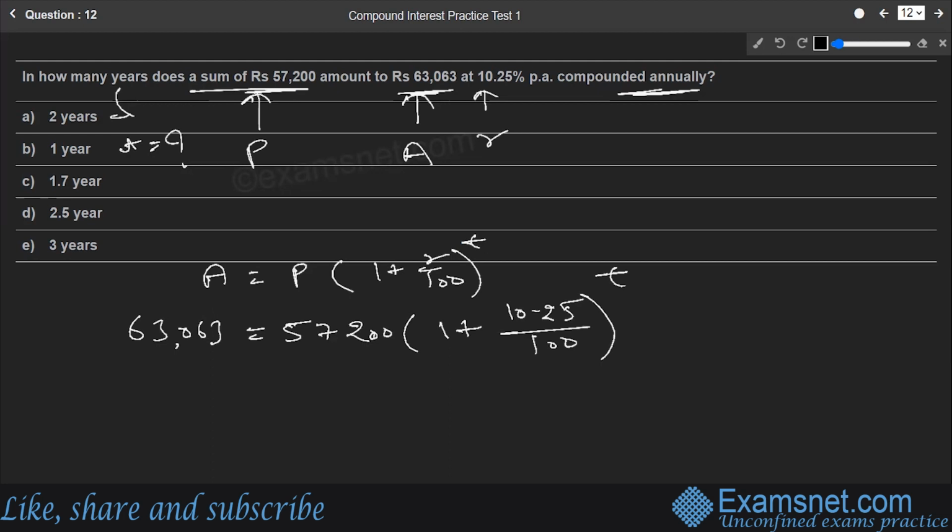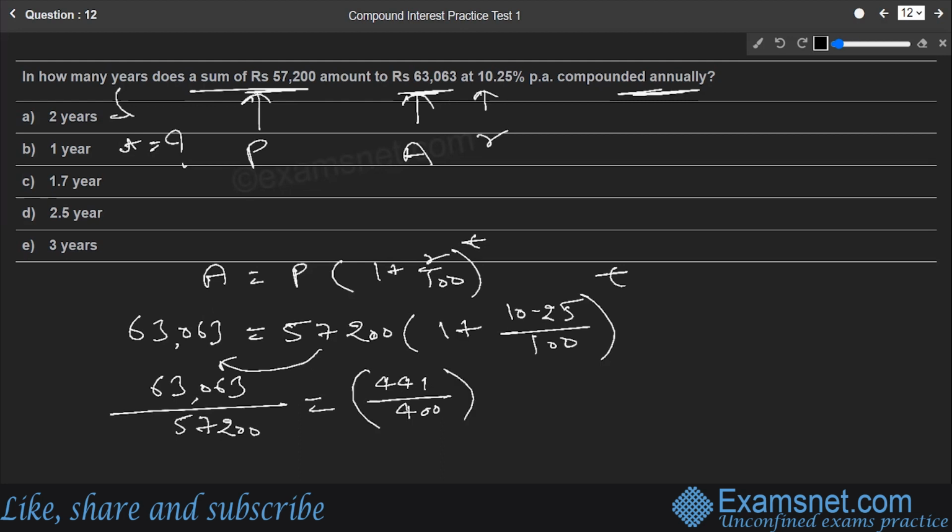So what we can do is bring this 57,200 to the left hand side. This will give us 63,063 divided by 57,200 is equal to (1 plus 10.25 over 100) to the power t. If we solve this further, this is going to be 100 plus 10.25. If we cut the decimal part, this comes out to be 441 upon 400 to the power t.